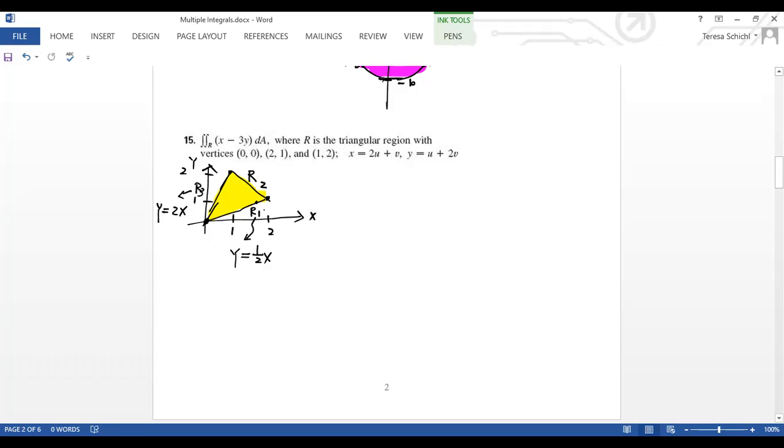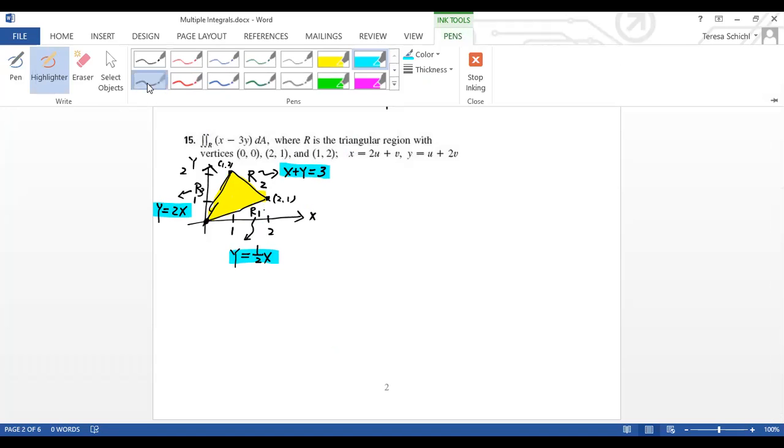Okay, so for R2, this is 2, 1, and this is 1, 2, right? So for R2, if you apply the two-point formula to the line, you will have x plus y equals 3, okay? So those are the 3 lines associated with these triangles here. Okay, now let's take a look.